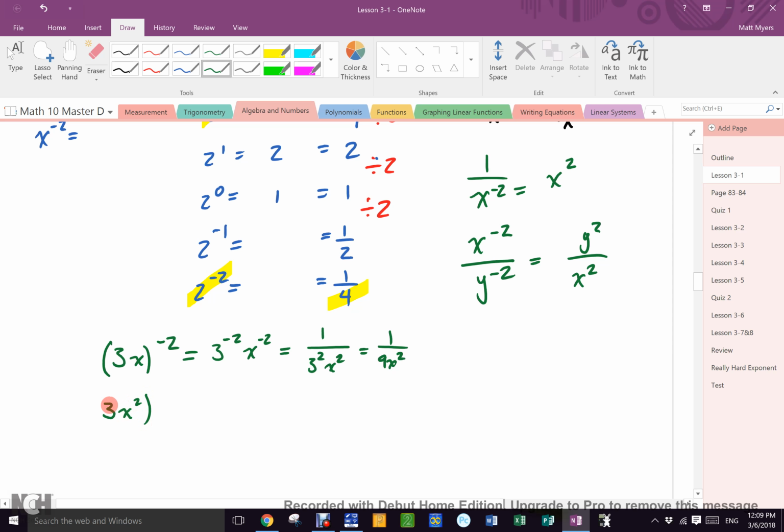3x squared to the negative 2. All exponent rules apply. 3 to the negative 2. X squared to the negative 2, which would be x to the negative 4. Now what? Three squared x to the 4th. 1 over 9 x to the 4th. Everybody still cool? Okay.